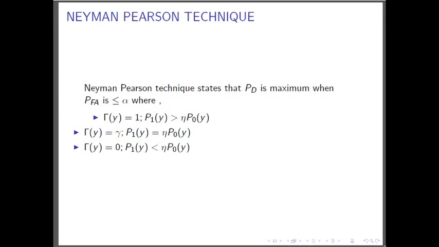The third technique used in detection theory is the Neyman-Pearson technique. According to the Neyman-Pearson technique, the probability of detection is maximized when the probability of false alarm is less than or equal to alpha, where the decision rule is given as follows.